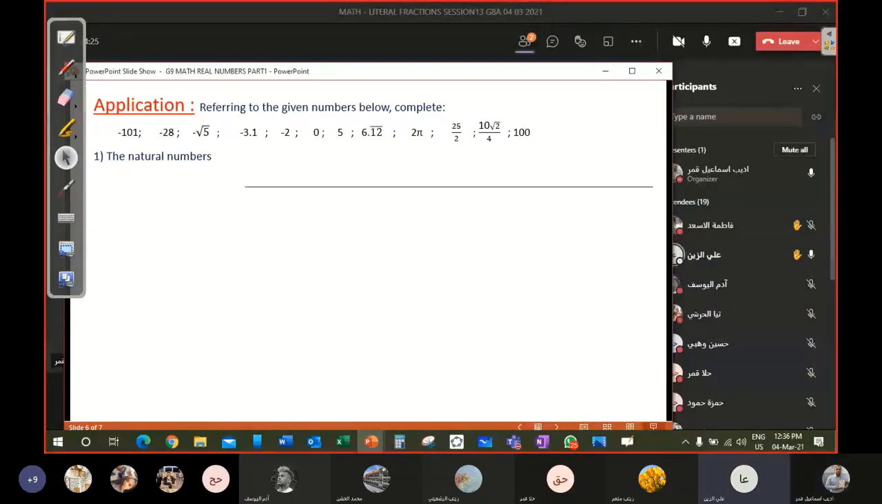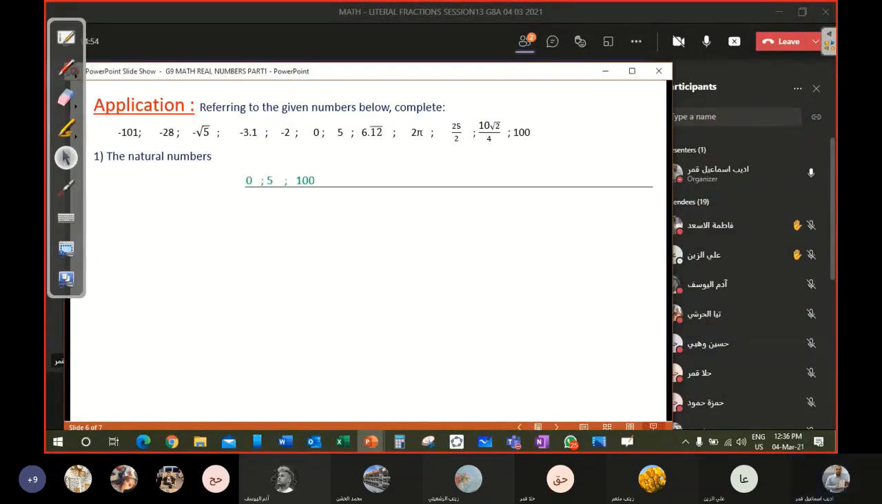Referring to the given numbers below, complete the natural numbers. Okay, what are the natural numbers? 5, 0, 0, 5, and 100. Everyone, put your homework and please correct them. So the natural numbers are 0, 5, and 100.